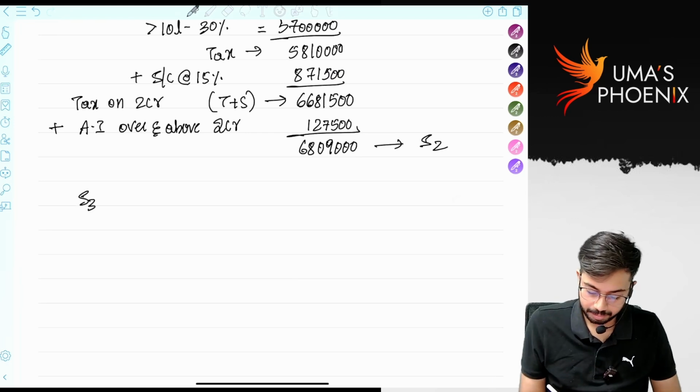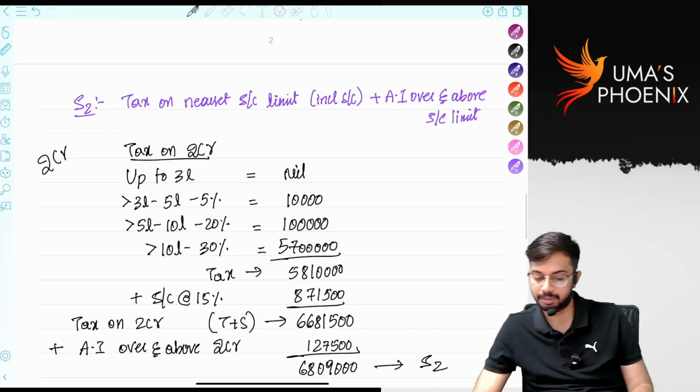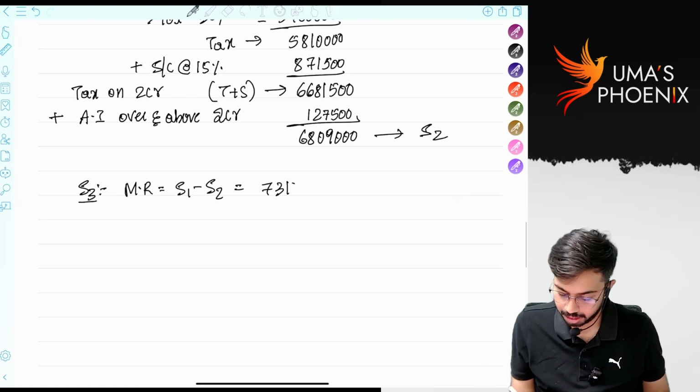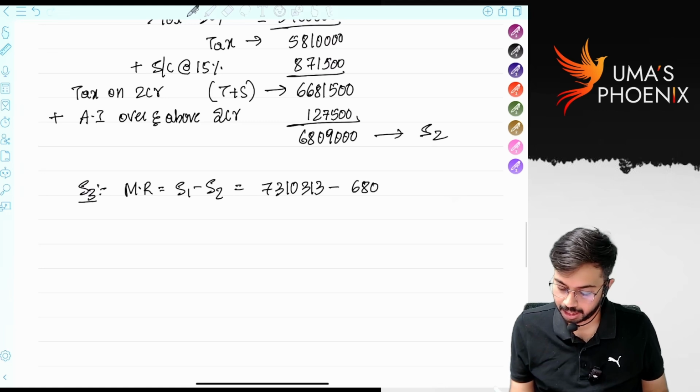Step 3, marginal relief is equal to step 1 minus step 2. How much is step 1? 73 lakh 10,330 minus 68 lakh 9,000. So how much is marginal relief? 5,13,000.